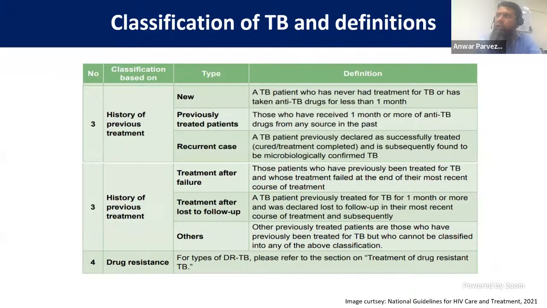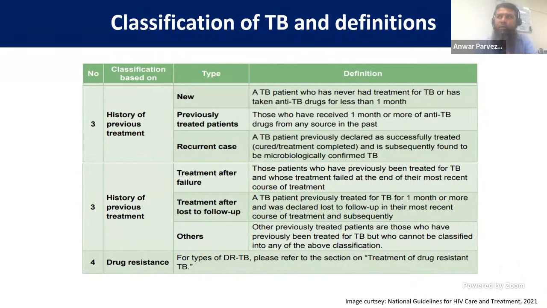Treatment after failure: in the last or most recent TB episode, if the TB program has declared that patient a failure, and that has been documented, and now the patient is a microbiologically confirmed TB case, it is called treatment after failure. Then treatment after loss to follow-up: the patient was declared lost to follow-up in the previous treatment, and now is having TB. And others means previously treated for TB but cannot be classified in any of the above categories.